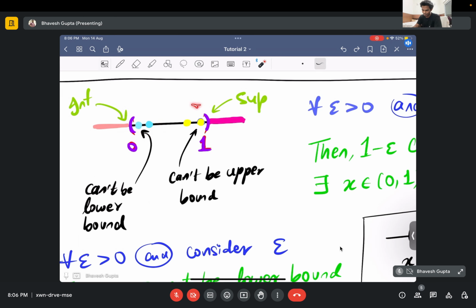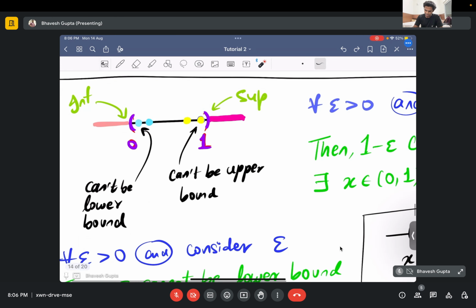And similarly, over here on the opposite side as well, these yellow dots can never be an upper bound. So this is the role of the supremum and the infimum. It just breaks the line into two sets, in which one set is the bound set, which can be upper and lower, and the other set does not participate in any kind of upper bound or lower bound business.